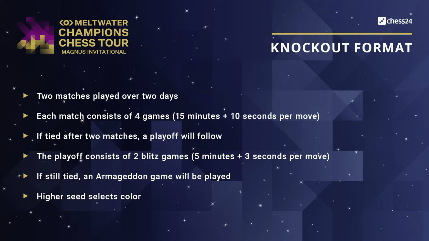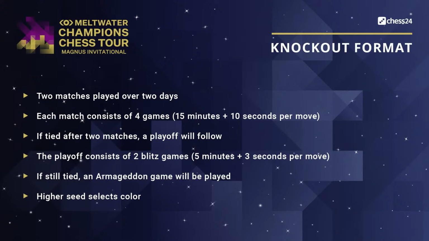If Alireza and Levon Aronian win the set, regardless of the margin with which they win, we go into a playoff, which will witness 2 blitz games, 5 minutes with a 3-second increment. If that's a tie as well, then we have an Armageddon. Meanwhile, on the other set as well, if it ends in a tie, then we go into the playoffs.